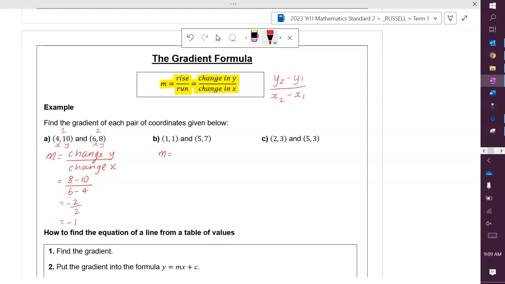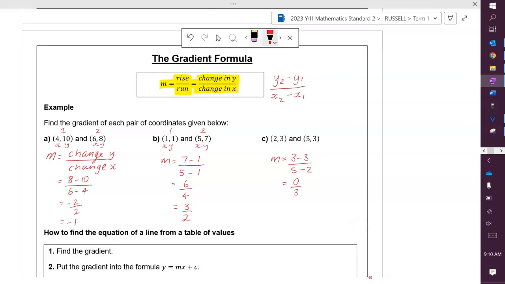Similar here, m is, if this is 1 and this is 2, x, y, x, y. My second y value is 7, my first y value is 1, my second x is 5, and my first x is 1. So 7 minus 1 is 6, 5 minus 1 is 4, and then we just need to simplify that fraction. And if we look at our last one, we take our second y value, which is 3, subtract our first y value, which is 3, then our second x value, subtract our first x value, which leaves us with 0 over 3.